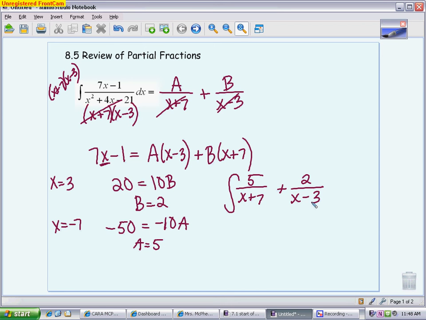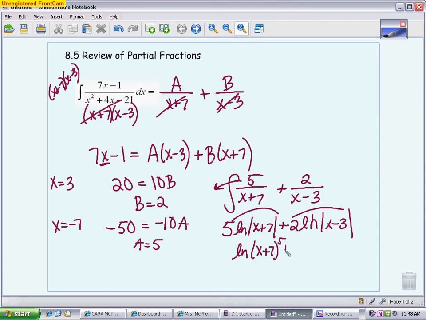This is equivalent to the original integral, but the original integral wasn't possible to integrate, so now it allows us to break it down. That's why it's called a decomposition, breaking it into separate parts that are easy to work with. Both of these are natural logs. Both of them are du over u. Both of them have the coefficient come out front, so you can write your answer as 5 natural log of x plus 7 plus 2 natural log of x minus 3. That's one possibility for writing your answer. Another possibility is that you make both of these coefficients powers, so you can write it as the natural log of x plus 7 to the 5th plus the natural log of x minus 3 squared.